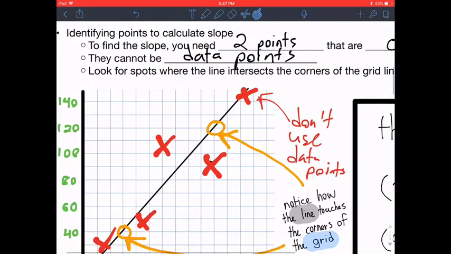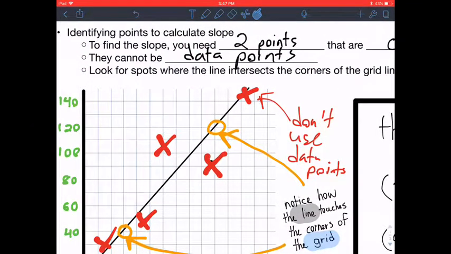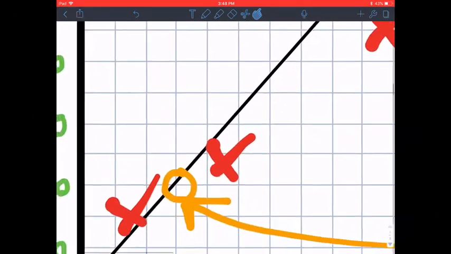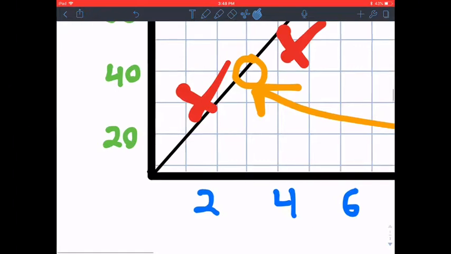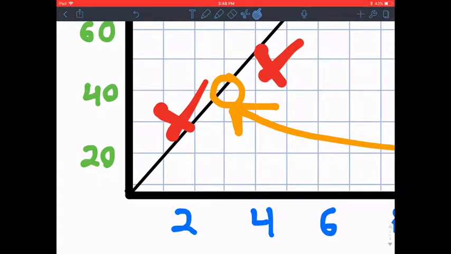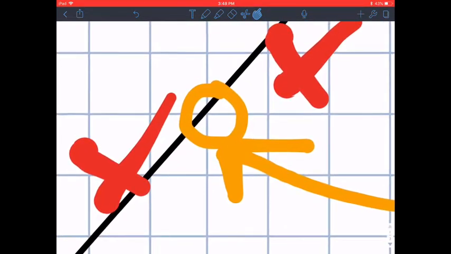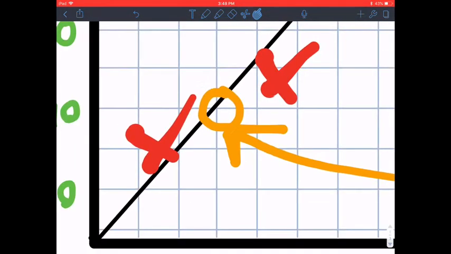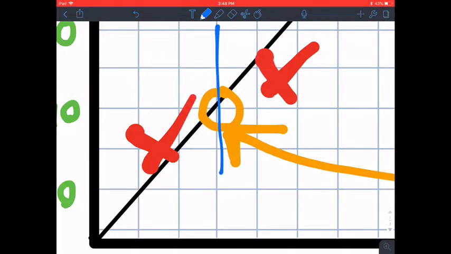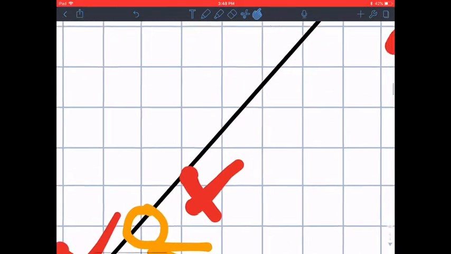So what am I going to use? Well, there's a little hint up here that says, look for spots where the line intersects the corners of the grid line. So I'm going to go over here, start down here, and zoom up. I'm going to find, see this little spot that I circled with 0? That spot right there is basically a place where the line intersects the blue grid line in the background of my drawing. Okay, so that's a good point to choose.